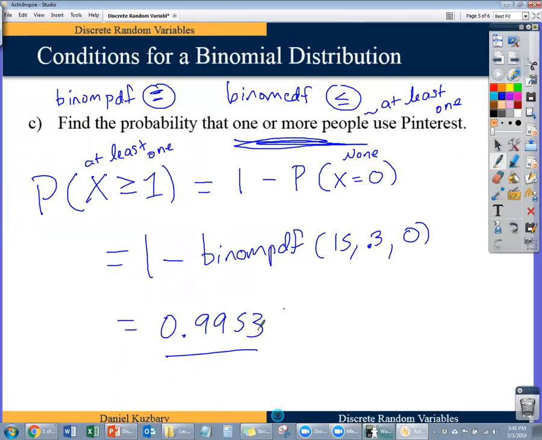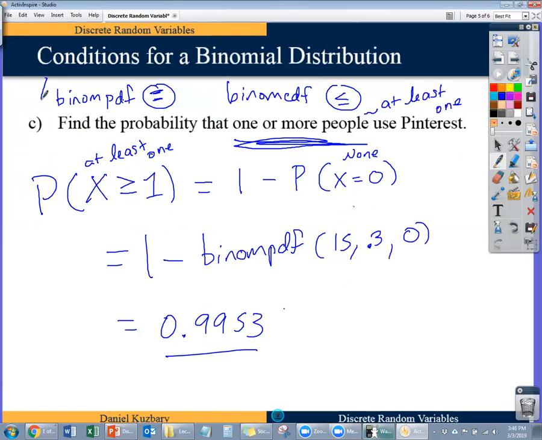So if on average 30% of your people use it, then your chance of at least 1 person using it out of 15 is very, very high. And notice I used the 1 minus the complement trick, which was really nice on this one. If you didn't do the complement trick, you could have found the probability that you have 1 person plus the probability you have 2 people plus the probability you have 3 all the way up to 15, and added them all together. You would have gotten the same answer. My way was not only faster, it was more efficient, and I'm less likely to mess up if I do the 1 minus the complement trick.